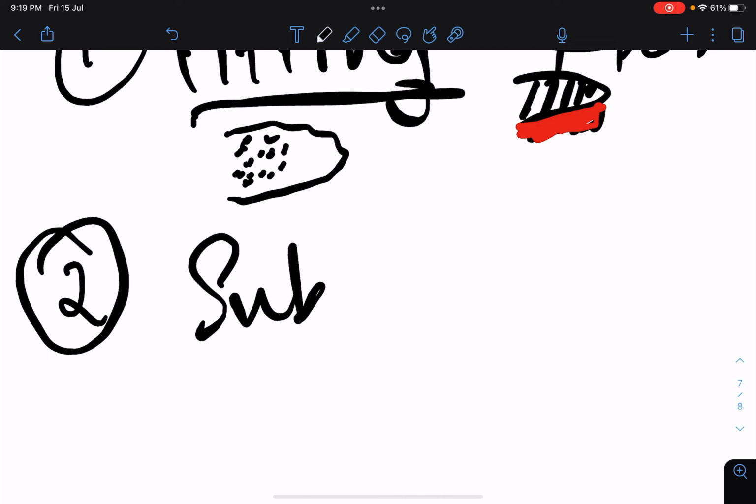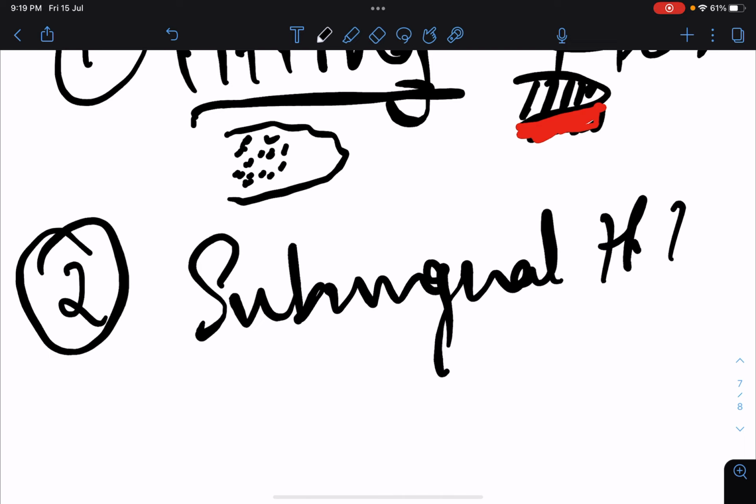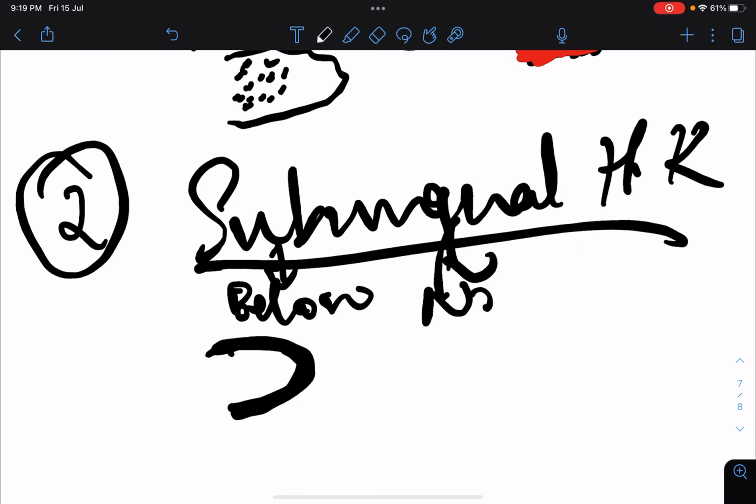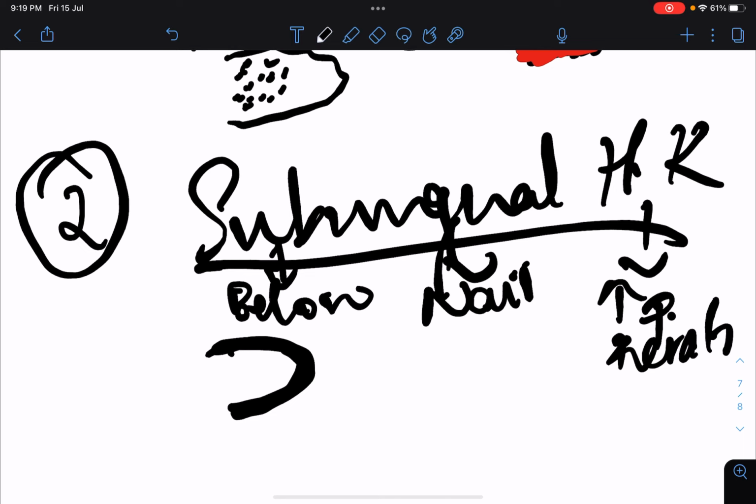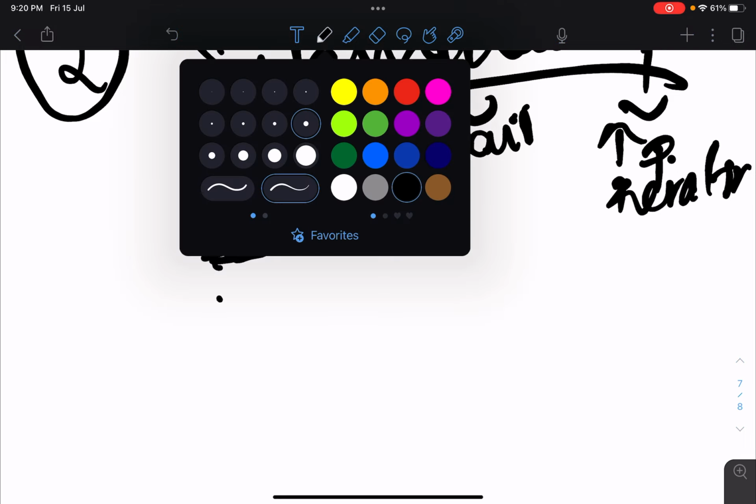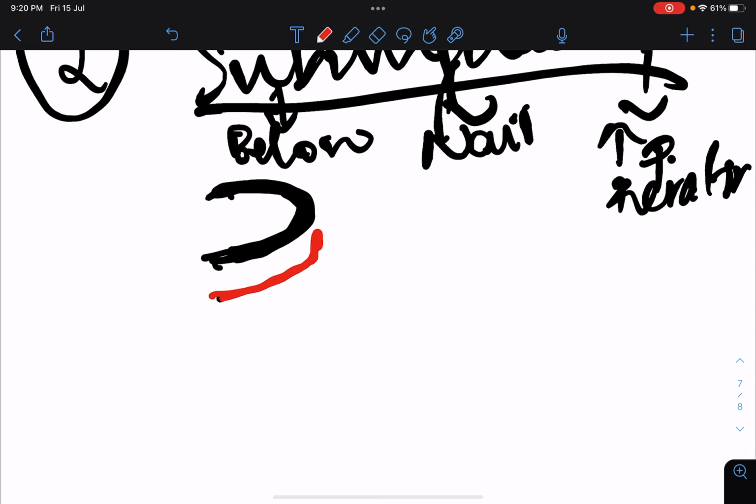Something called subungual hyperkeratosis. What does that mean? So basically this is your nail plate, and sub means below, ungual is nail, and hyperkeratosis means increased proliferation of the keratin. Correct? So if this is your nail bed, and this is your nail plate, and out here I'm going to use red because that's the more alive part.